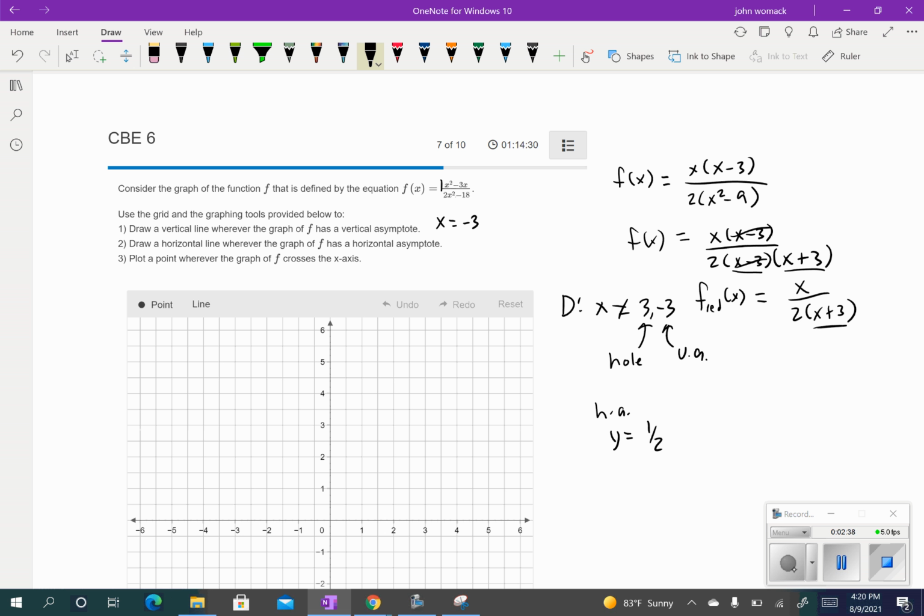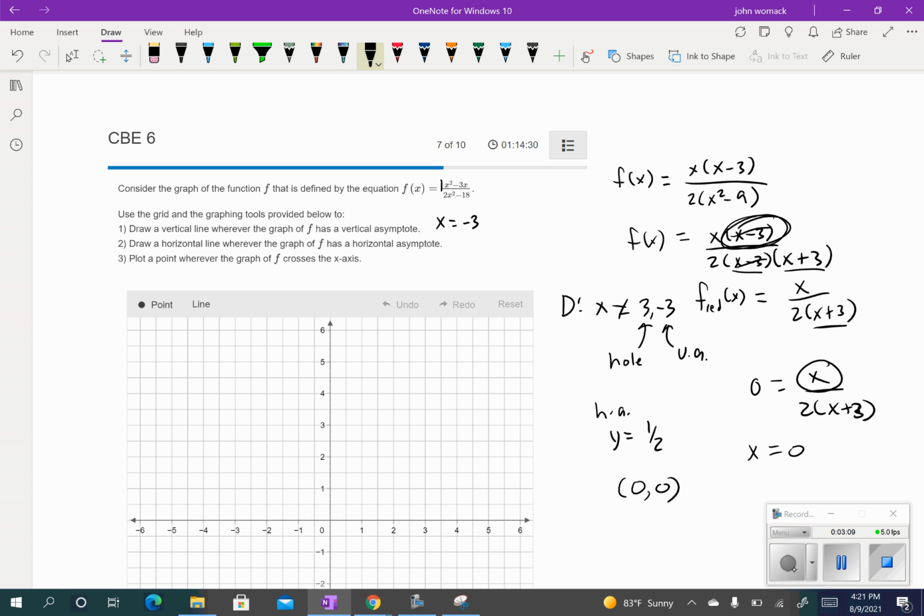Okay, the last thing is to find the x-intercepts. Take the reduced form down here and find out what makes it equal to 0. Well, that's when the top would equal 0, right? So at x equals 0, there's an x-intercept. So that'd be the point 0, 0. X and y are both 0. Be careful not to include 3. Even though 3 makes the top 0 up here, we said x cannot equal 3.